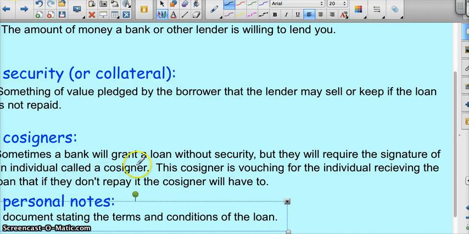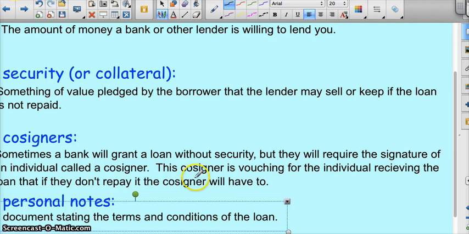Sometimes a bank will grant a loan without any sort of collateral or security, but what they're going to require is the signature of another individual. This is the cosigner. They're basically vouching for you, if you're receiving the loan, that if you don't repay it, they will. I'll give you an example. Whenever I was 16 years old, I wanted to buy a car, and I didn't have any credit, and I didn't have any collateral or security. So my parents co-signed for me.